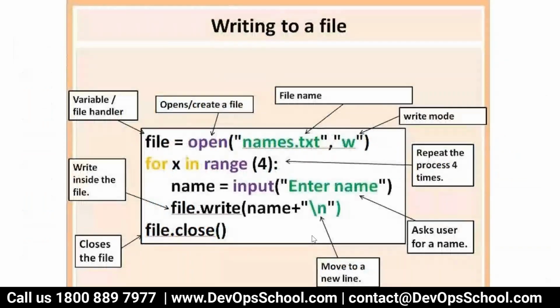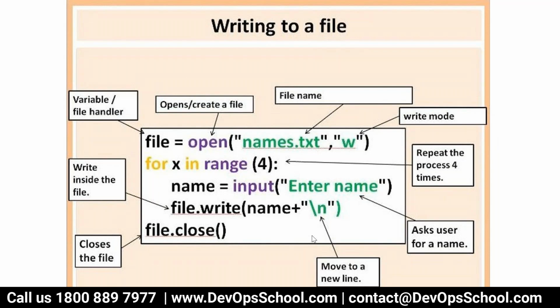This is an example for it. How do we work with it? See, file here is a class object handle, and open, which is basically a class, has two arguments, name and w. Now here you are using for x in range 5.